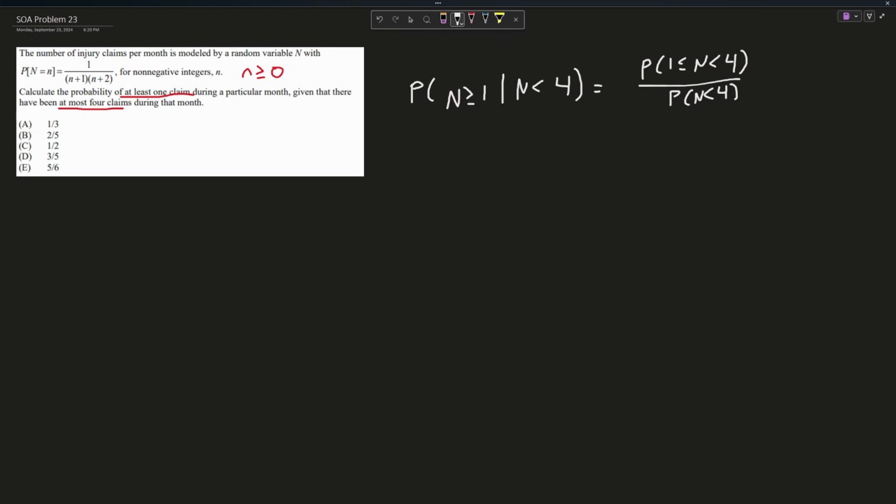Now we use our formula here and we just plug in for 0, 1, 2, 3, 4. So probability N equals 0, N equals 1, N equals 2, N equals 3, and N equals 4.